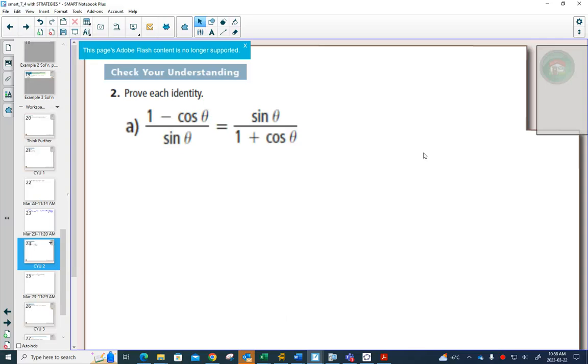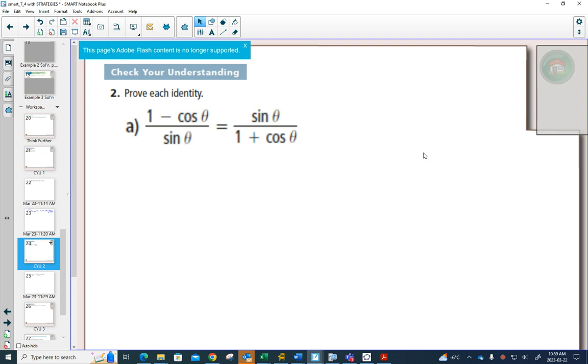Advanced proving strategies. We think back to our very first strategy that we learned, which was change everything to sine and cos. And then once you've changed everything to sine and cos and approved, let's see if we can get a single fraction on both sides. But there are going to be some times when you do that, you get stuck. This is one of those examples.